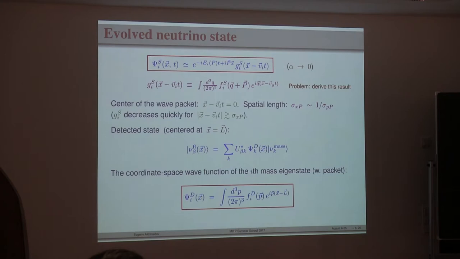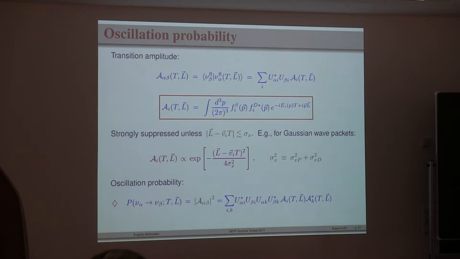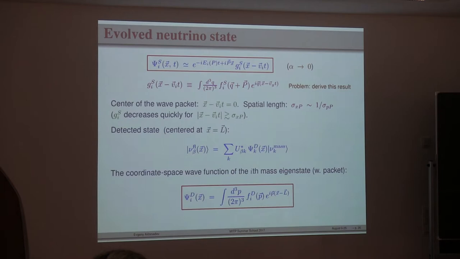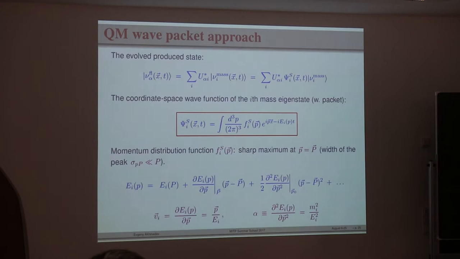Next, we have to do the same with the detected state. Detected state is a wave packet whose properties are determined by the detection process. So we can also write it as a wave packet in the coordinate space, which is the Fourier transform of the momentum space wave packet. What is the alpha goes to zero? Alpha here is this term, the higher order terms. So I'm just saying that I'm neglecting higher order terms.